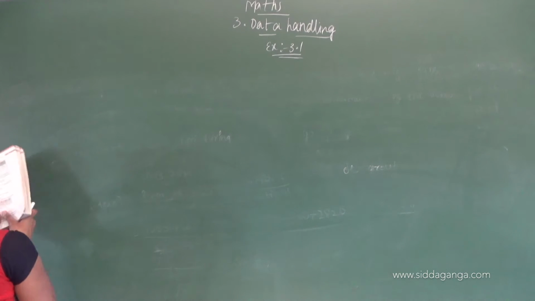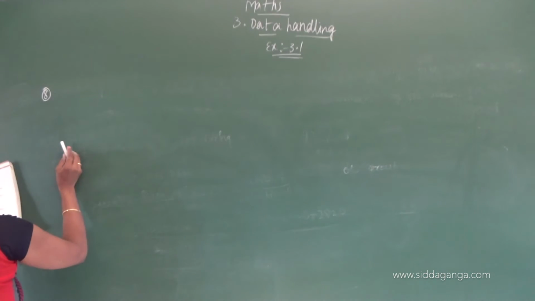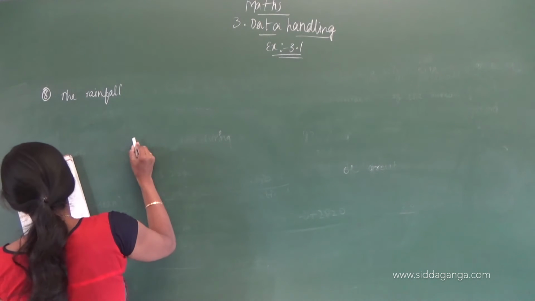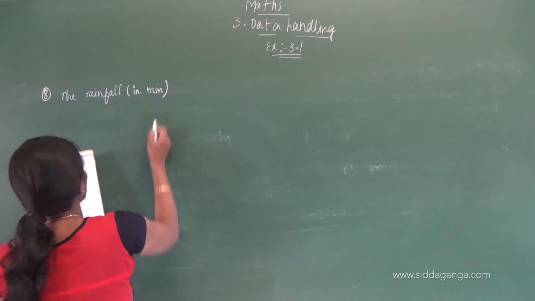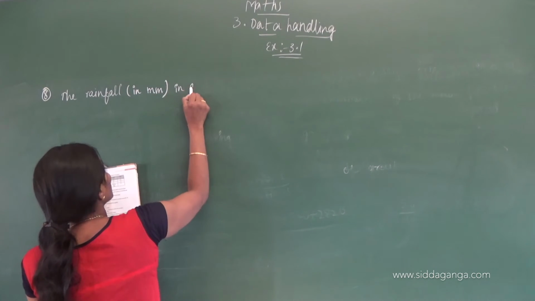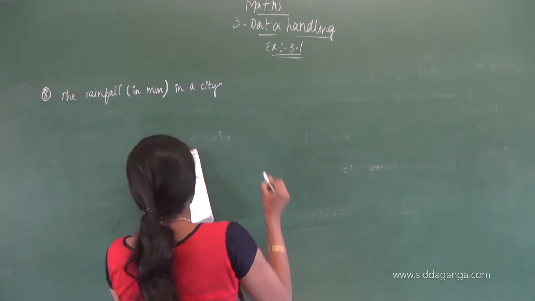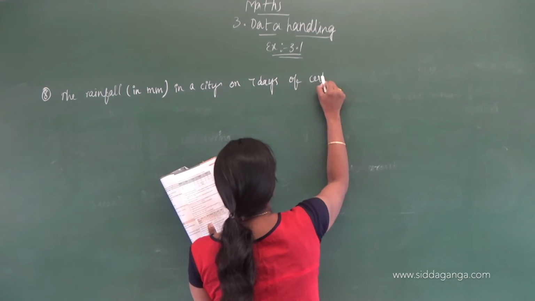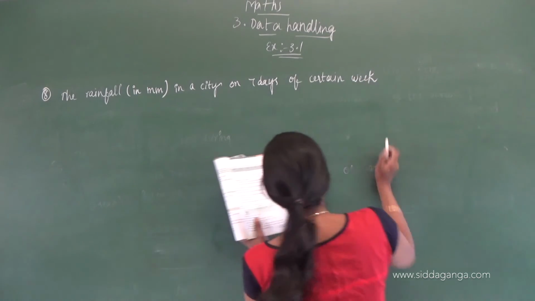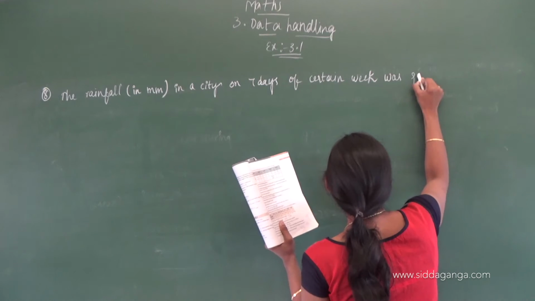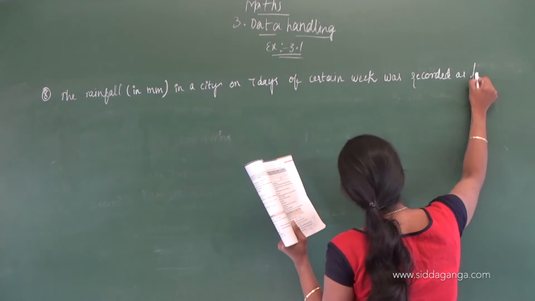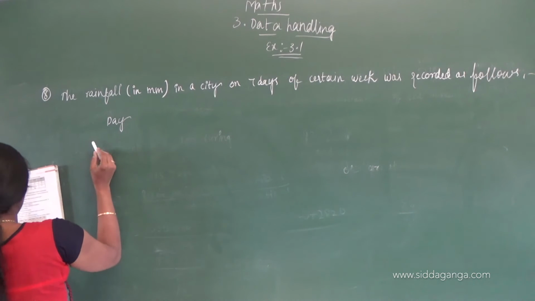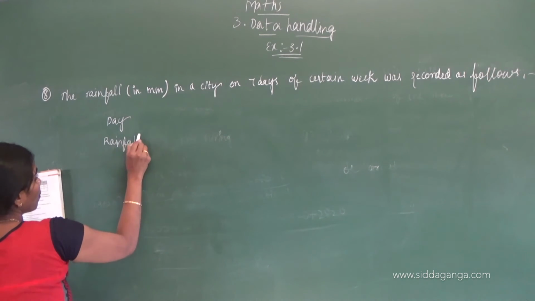Eighth question. The rainfall in mm, that means millimeter, in a city on 7 days of certain week was recorded as follows. Day, rainfall in mm.